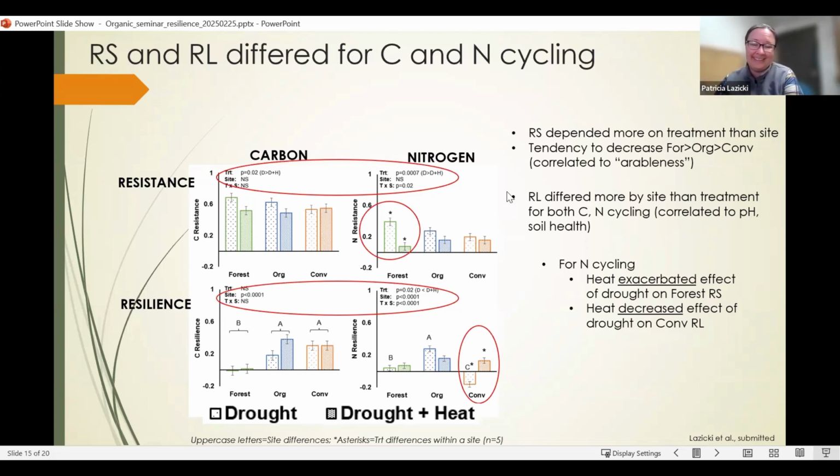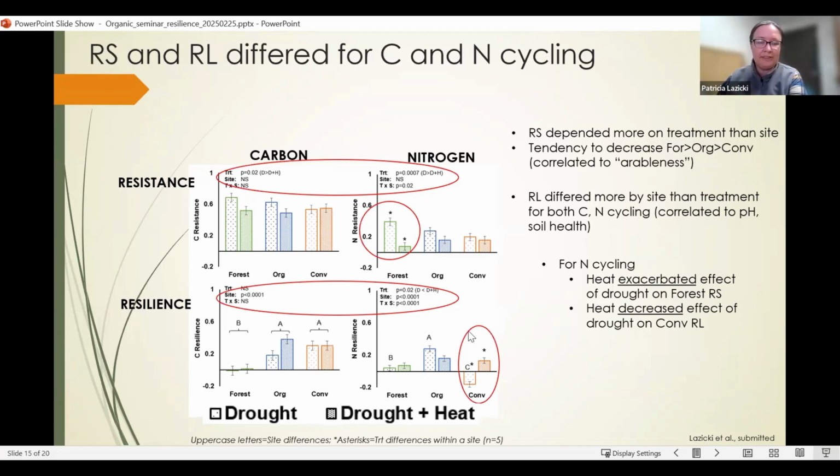It was always less resilient than carbon cycling. And if you look at resistance in the forest soil, when you just added drought, it was far and away the most resistant. When you added drought plus heat, it was far and away the least resistant. So heat really exacerbated the effect of drought on the resistance of the forest system.